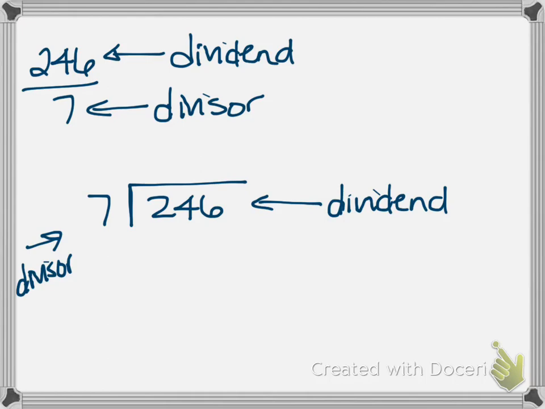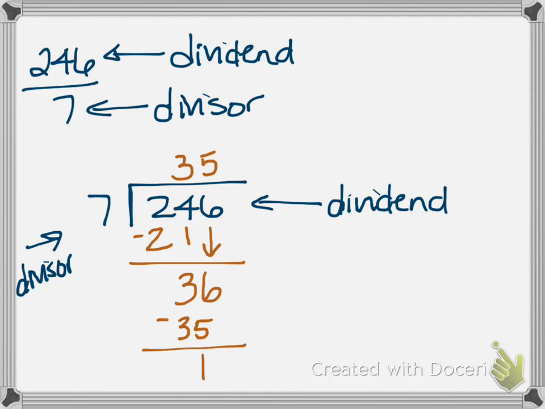So long division. 7 goes into 2 how many times? It doesn't. We leave that space, and 7 goes into 24 3 times. So there's our 3. Multiply 7 times 3, we get 21. We subtract. 24 minus 21 is 3, and we bring down the next term. 7 goes into 36 5 times. 5 times 7 is 35. We subtract, and we end up with this number down here, which is called a remainder. This number up here is called the quotient.